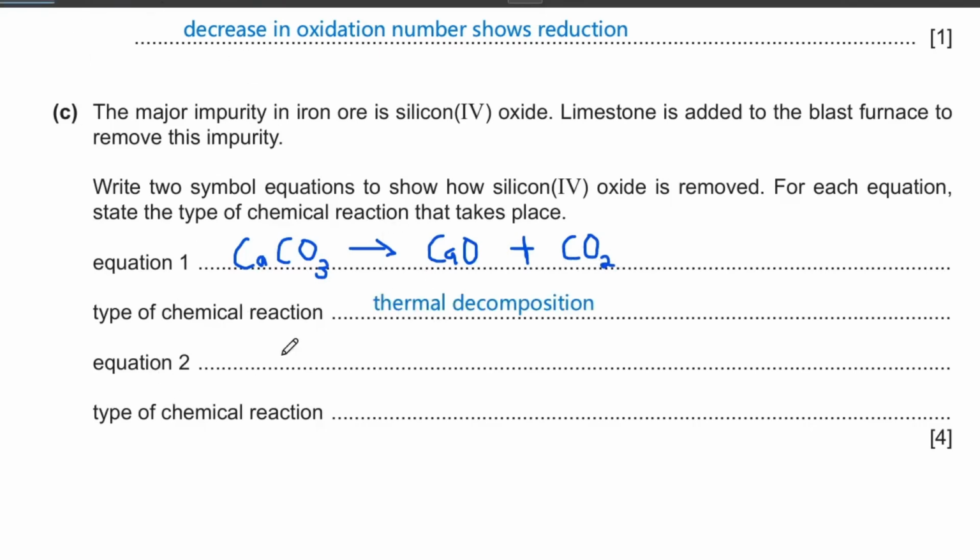Now in our equation 2, the calcium oxide will react with the silicon(IV) oxide to give us our slag, which is calcium silicate. So let's write the equation for that. We have our silicon(IV) oxide plus calcium oxide to give us calcium silicate. Now what type of reaction is that? You know that in types of oxide, when a metal forms an oxide, the oxide is alkaline. When a non-metal forms an oxide, the oxide is acidic. That means this silicon(IV) oxide is an acidic oxide, and calcium oxide is a basic oxide. So this is an acid-base reaction. So that will be our answer.